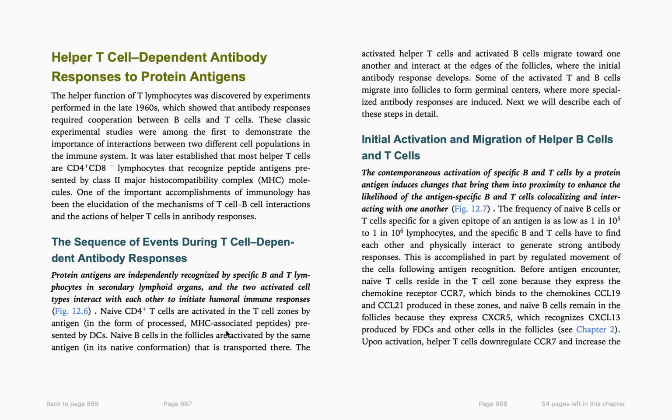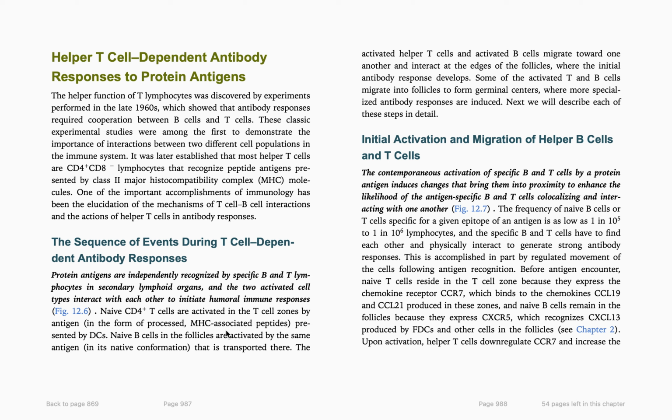One of the important accomplishments of immunology has been the elucidation of the mechanism of T and B cell interaction and actions of helper T cells in antibody response. The sequence of events during T cell dependent antibody response: protein antigens are independently recognized by specific B and T lymphocytes in secondary lymphoid organs, and the two activated cell types interact with each other to initiate humoral immune responses.